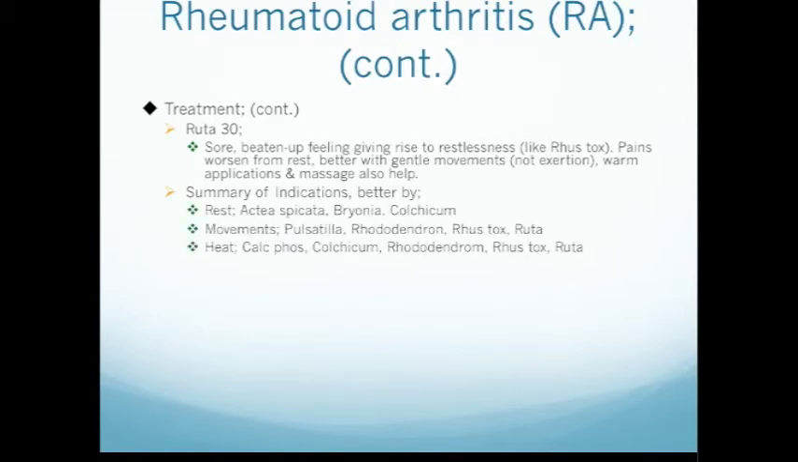Arthritis improved by heat can be treated best with Calc-Phos, Colchicum, Rhododendron, Rhus tox, and Ruta. Arthritis improved by cold benefits from Pulsatilla. Massage and pressure aiding the arthritis will improve best with Bryonia, Pulsatilla, and Ruta.